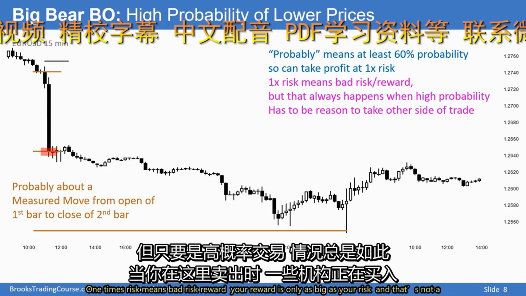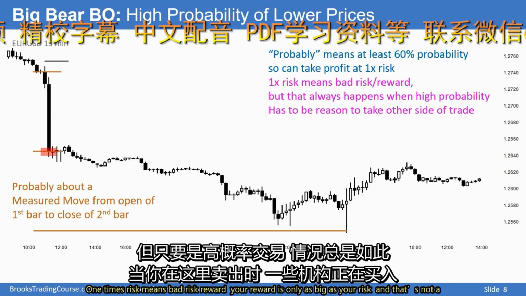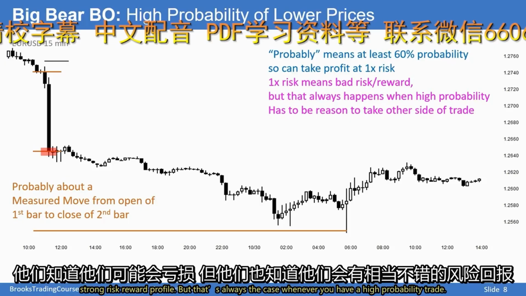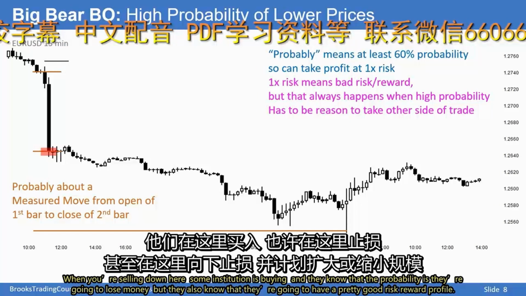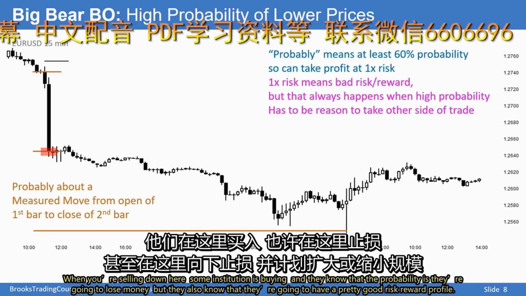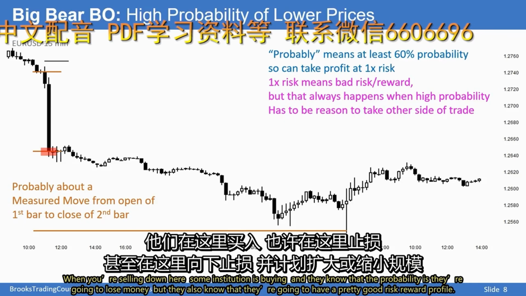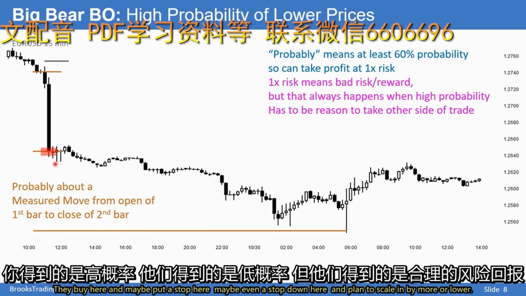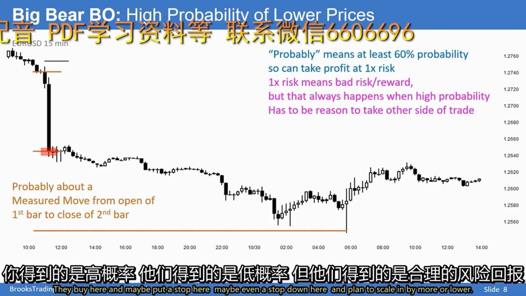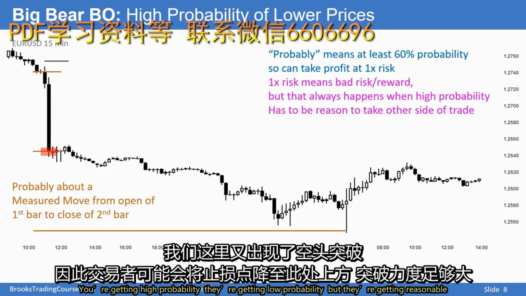1 times risk means bad risk reward. Your reward is only as big as your risk, and that's not a strong risk reward profile. But that's always the case whenever you have a high probability trade. When you're selling down here, some institution is buying, and they know that the probability is they're going to lose money, but they also know that they're going to have a pretty good risk reward profile. They buy here and maybe put a stop here, maybe even a stop down here, and plan to scale in, buy more lower.